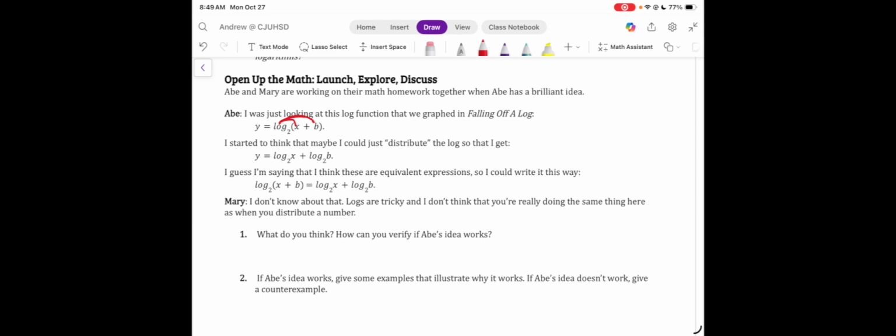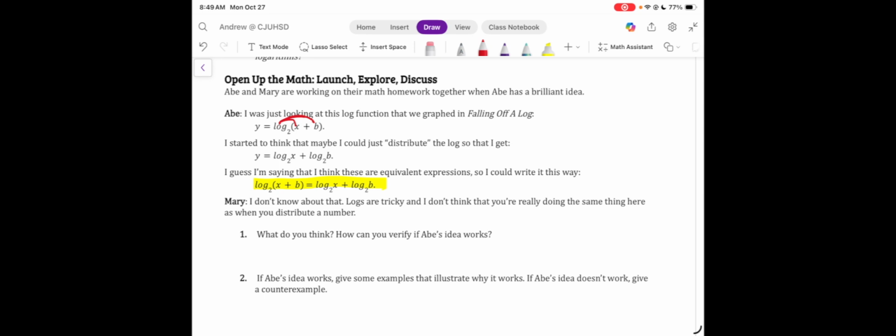He says, I guess I'm saying I think these are equivalent expressions. So I could just write it this way. But Mary says, I don't know about that. Logs are tricky, and I don't think that you're really doing the same thing here as when you distribute a number. So what do we think? How can we verify if Abe's idea works?